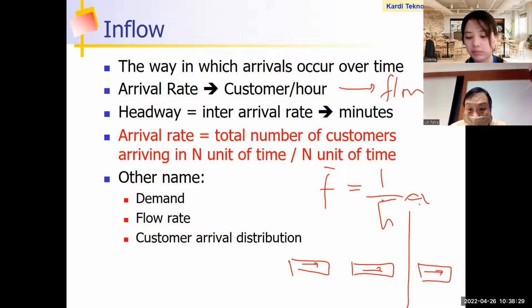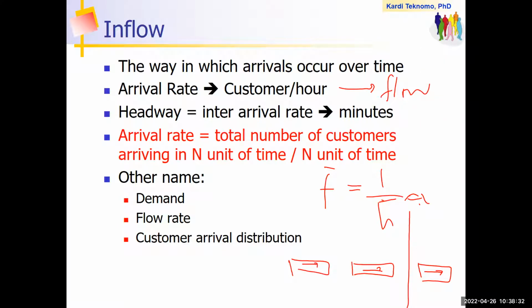Next is the headway. What is headway? Headway is the time between customers. Usually we talk about the bumper here and the bumper here. You use the same observation, this is your eyes. Instead of counting the number of customers that pass, you are measuring the time between one customer and the next customer. Is it clear or not? So headway is the inter-arrival time.